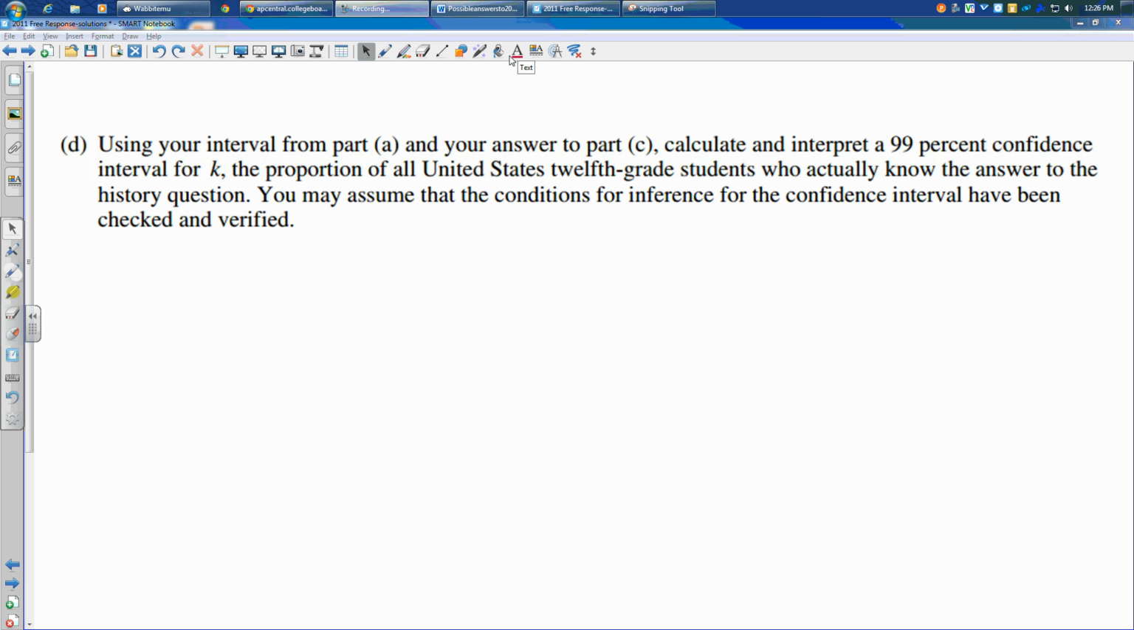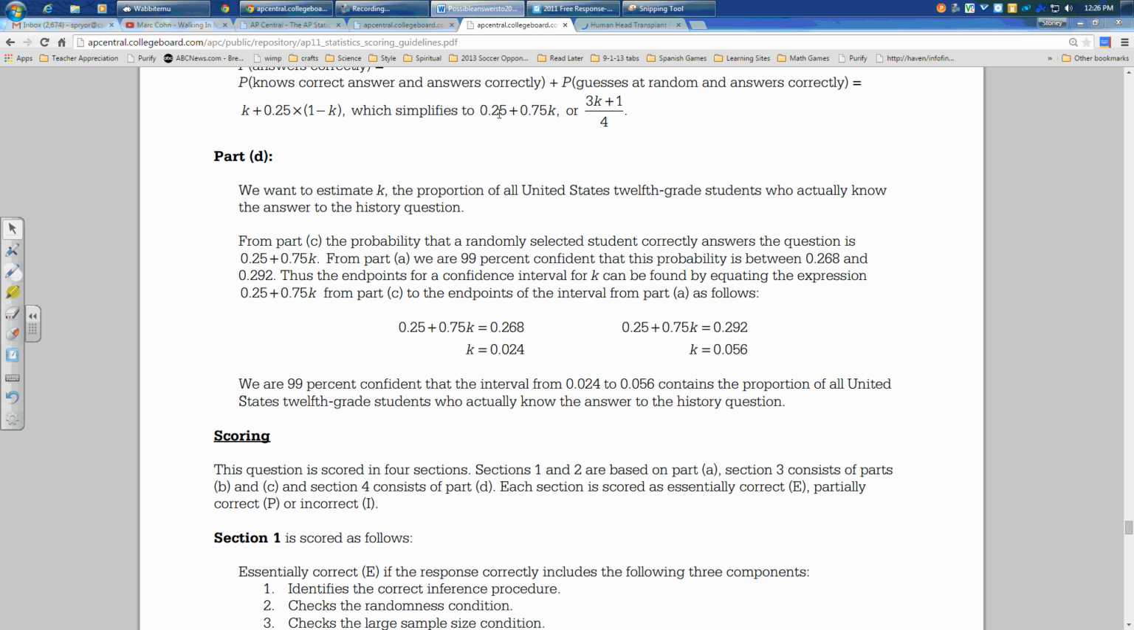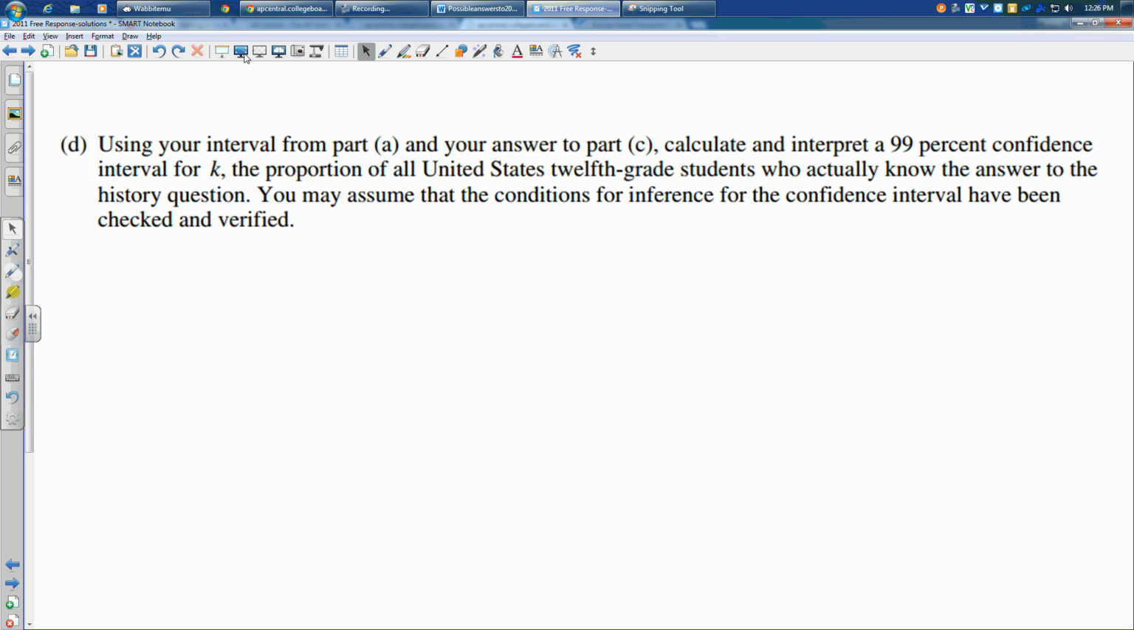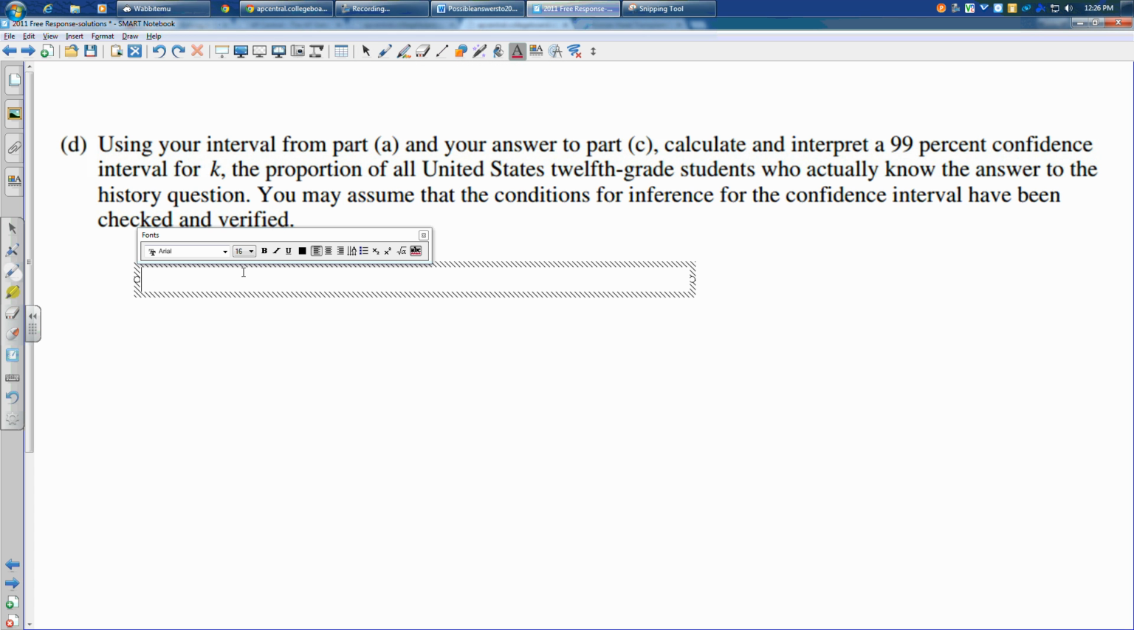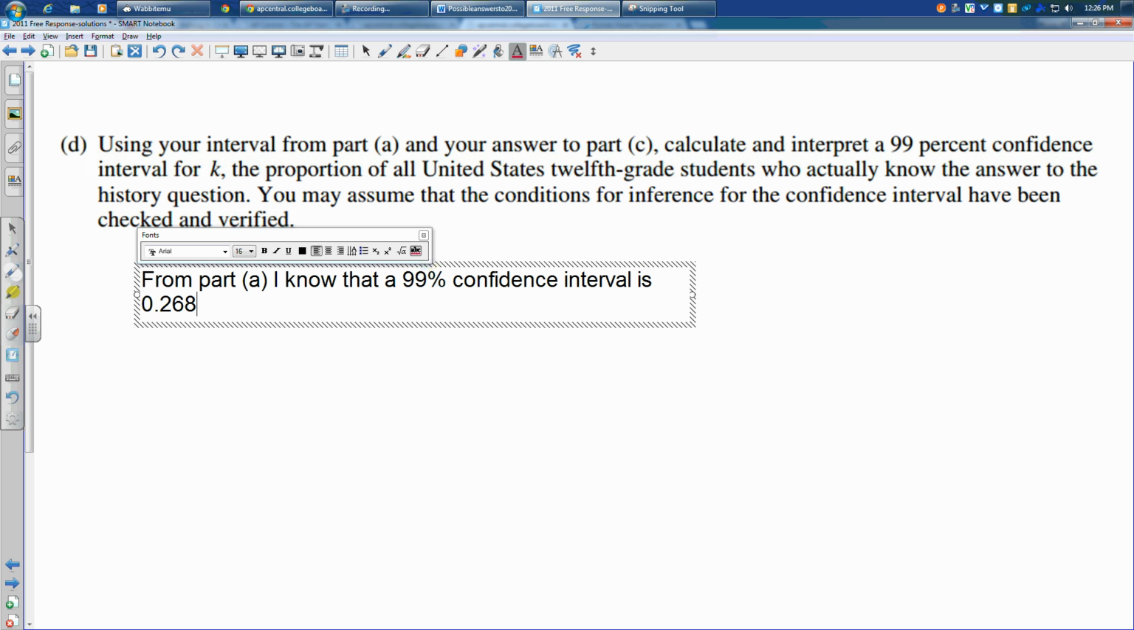So this perhaps is not as strange as it sounds. Back on part A, we got an interval of 0.268 and 0.292. Is that right? 0.268 and 0.292, yeah. So I'm going to just jot that down here. From part A, I know that a 99% confidence interval is 0.268 to 0.292.